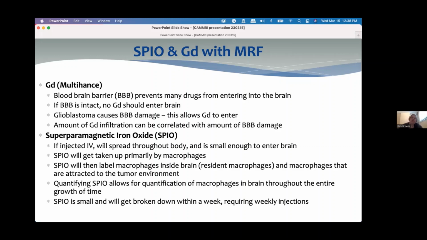The SPIO we use is quite small, 30 nanometers, and it's generally broken down in 7 to 10 days. Theoretically, if you wanted to, you could use a larger one, but then you'd have to contend with blood-brain barrier issues. So again, there's kind of a trade-off.